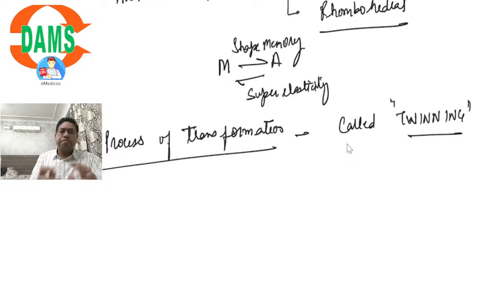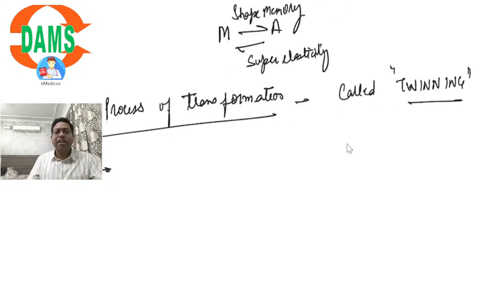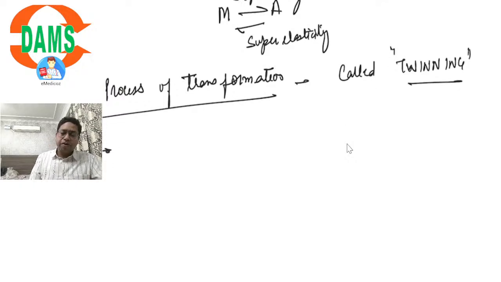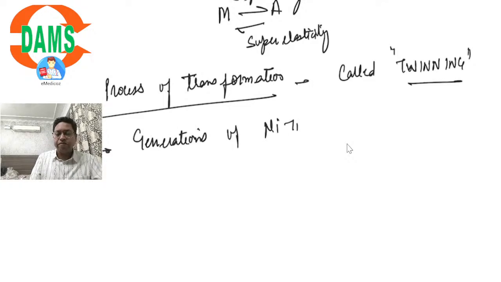Now, this is the basics of nickel titanium metallurgy and the unique properties of this alloy that make it different from stainless steel. Now we talk about generations of nickel titanium instruments.